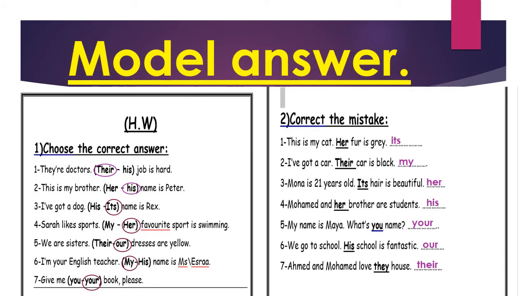Here is the model answer for question number 1, which is choose the correct answer, and question number 2, correct the mistake. The answer of number 1, their. Number 2, his. Number 3, its. Number 4, her. Number 5, our. Number 6, my. Number 7, your. The second question, correct the mistake. The correct words are number 1, its. Number 2, my. Number 3, her. Number 4, his. Number 5, your. Number 6, our. Number 7, their. I hope you answer all the questions correctly.